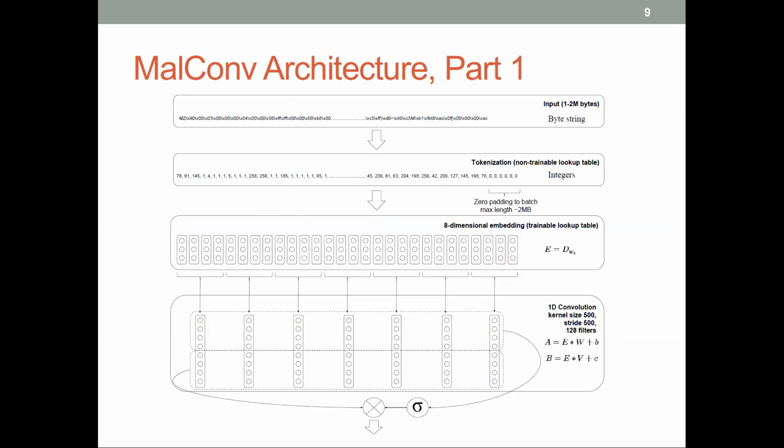They propose an architecture of this form. They begin with an input of the type byte string. So they just look at the byte string of malware samples.